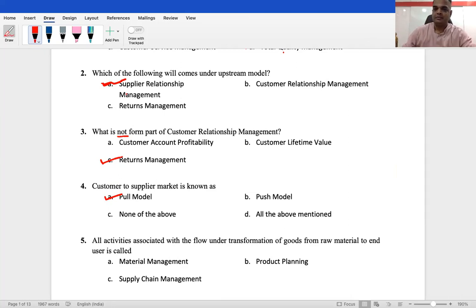Next. All activities associated with the flow and transformation of goods from raw material to end user is called option A, material management. B, product planning. C, supply chain management. C. Supply chain management is the definition of supply chain management.